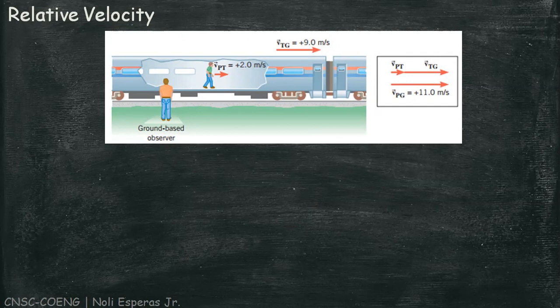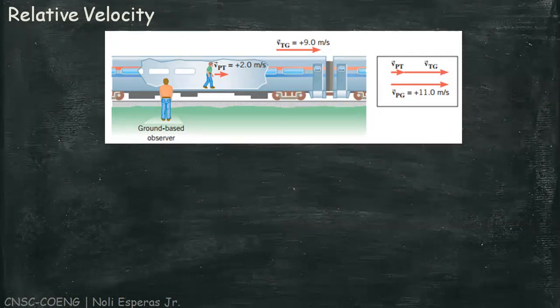Now, let's consider the point of view of another observer who is outside of the train, let's say at the ground base. He can observe that the velocity of the train is 9 meters per second. And considering the man walking along the aisle, from the point of view of the observer outside, the velocity of the man is 11 meters per second.